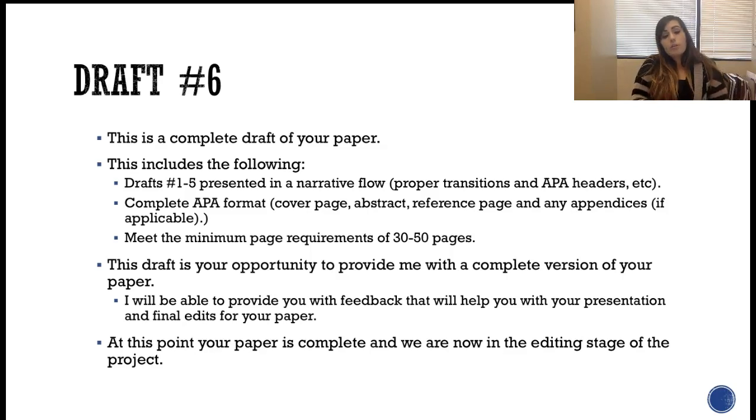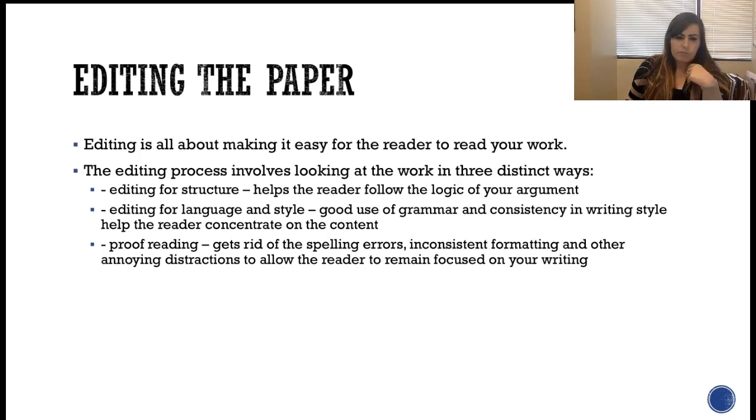We're transitioning from working on your paper to the editing stage of your paper, and then into your defense and presentation of your project. As we look at editing the paper, it's important to keep in mind that editing is all about making it easier for the reader to read your work. The process involves 3 distinct things: you edit for structure, language and style, and you proofread. Proofreading is the last step, and it's probably what you're most familiar with in terms of having to edit my paper and get it ready to turn in.